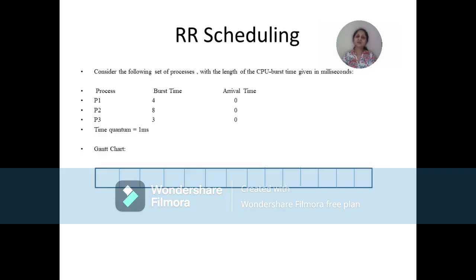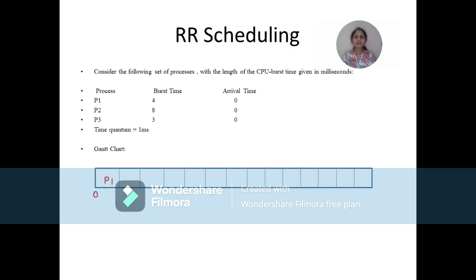Now how does this algorithm work? Every process will be given the chance to use the CPU for the given time quantum. The first process which will get a chance to get inside the CPU is process P1. So at time 0, process P1 gets a chance to get inside the CPU. So let's write that into our Gantt chart.